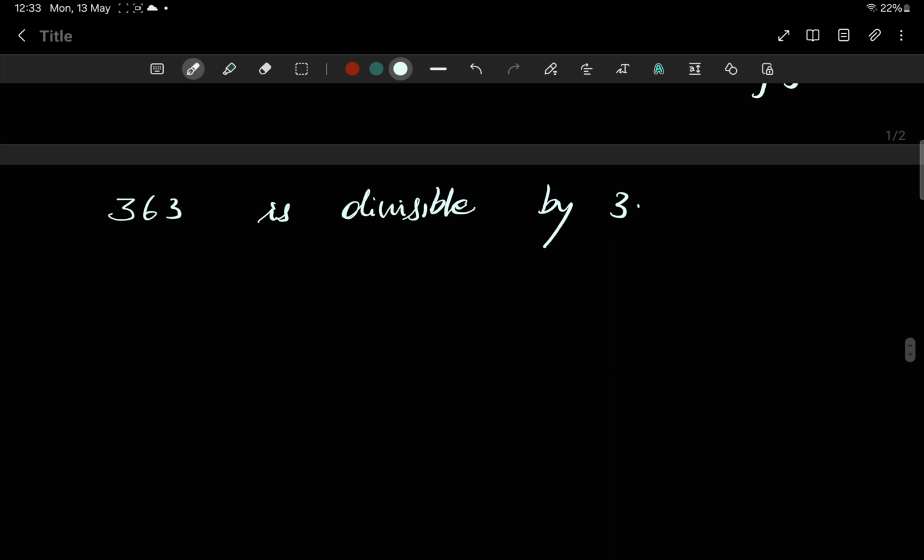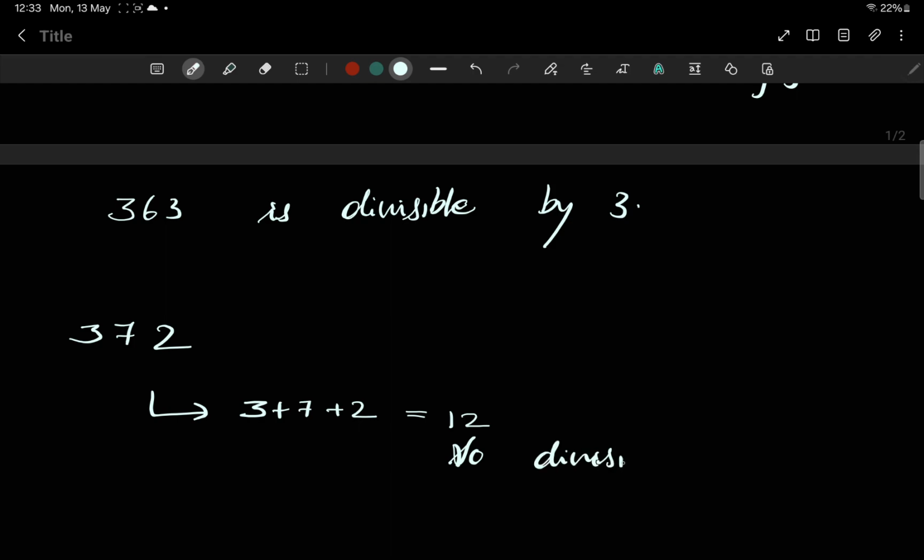Okay, so let me write one more example. 372. That is, I need to add the digits. That is 3 plus 7 plus 2, which gives 12. So this number is divisible by 3.